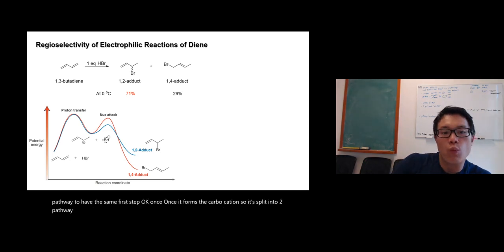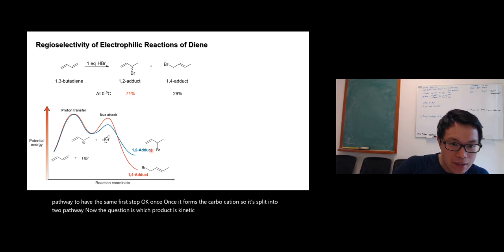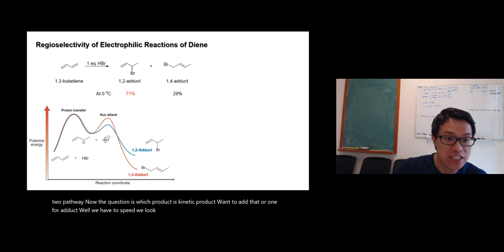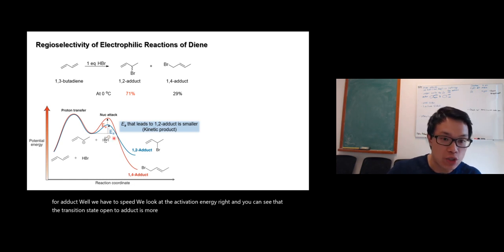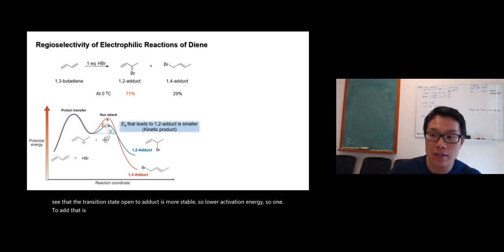Now the question is, which product is the kinetic product, the 1,2 adduct or the 1,4 adduct? Well, we look at the speed, so we look at the activation energy, right? And you can see that the transition state of the 1,2 adduct is more stable, so it has lower activation energy. So the 1,2 adduct is the kinetic product.